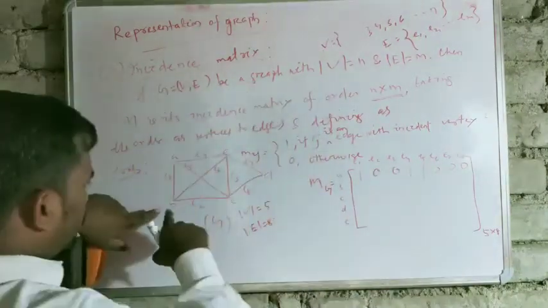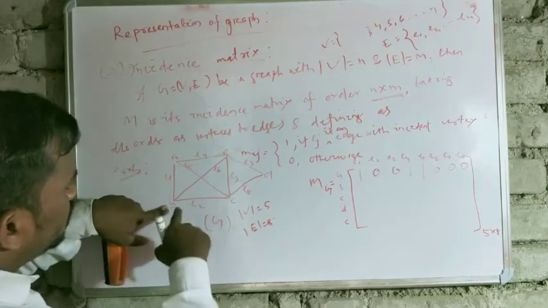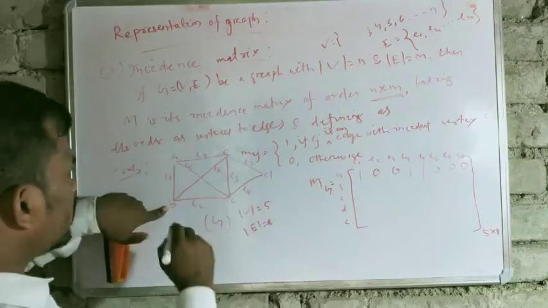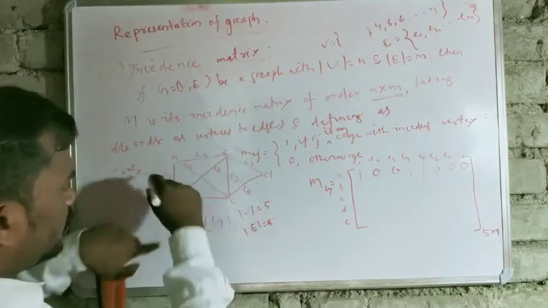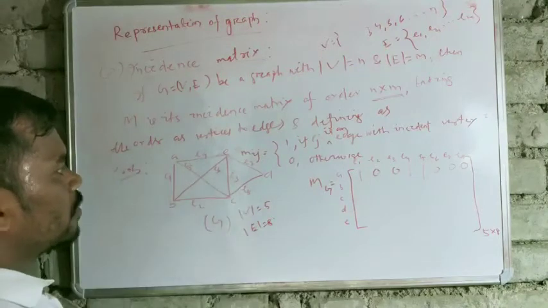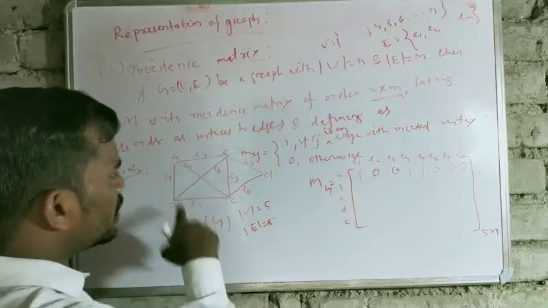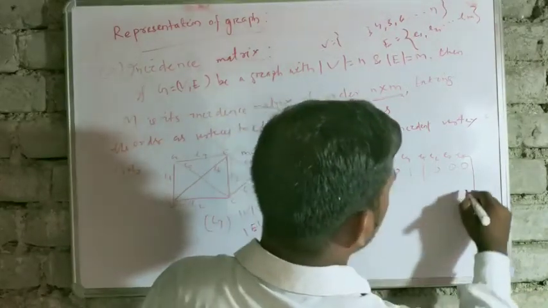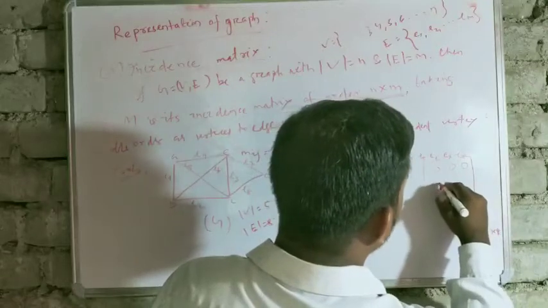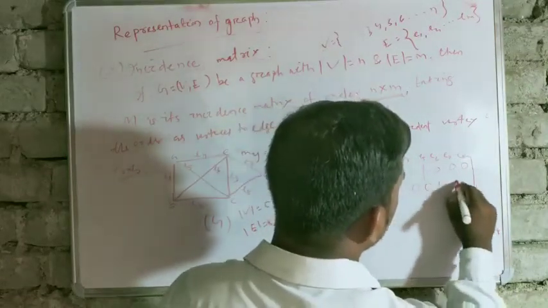And for this vertex B, this is the incident point of which edges? E1, E2 and E6. E1, E2, E6 will give 1, and for other columns will give 0. This one, and for others will give 0.